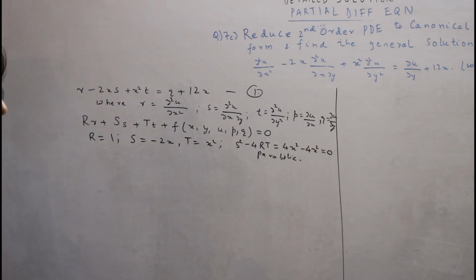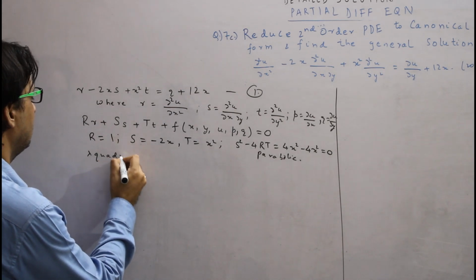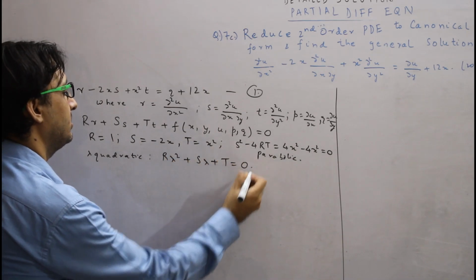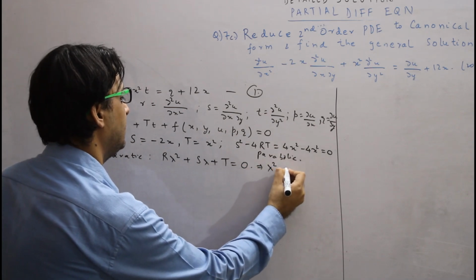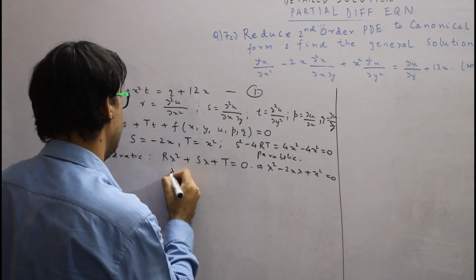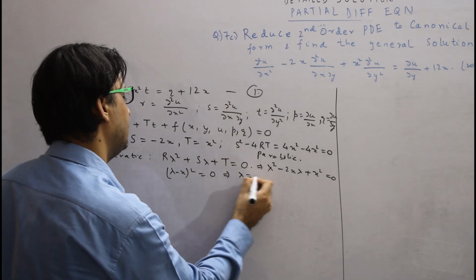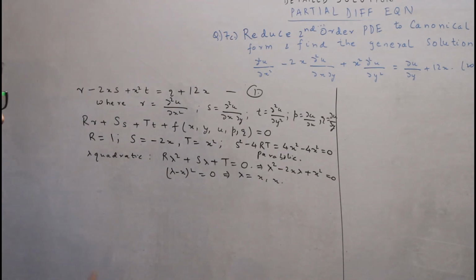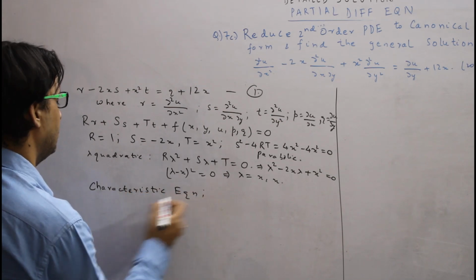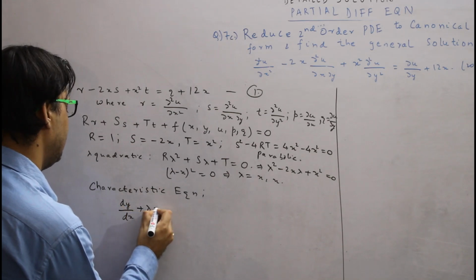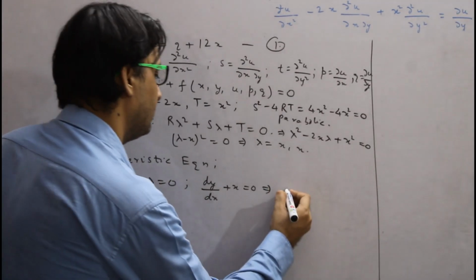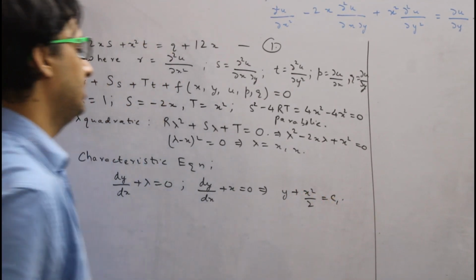So now we are going to find the lambda quadratic. So lambda quadratic is R lambda square plus S lambda plus T is equal to 0. So this gives me lambda square minus 2x lambda plus x square is equal to 0. So here again the roots are repeating, that is x and x. Now I am going to write the characteristic equation, that is dy by dx plus lambda is equal to 0. So if we put the value of lambda, that is x, and find the integral of this, we get y plus x square by 2 is equal to c1, a constant.